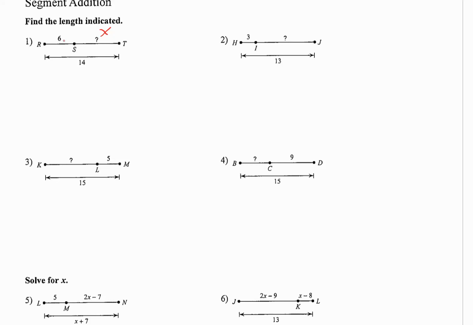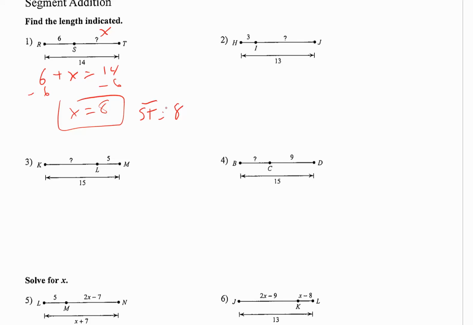So you would say 6, which is RS, plus this part, X, is equal to the whole thing of 14. When you solve this for X, you need to subtract 6 from both sides. So you get X equals 8. So that segment, you could say ST is equal to 8.